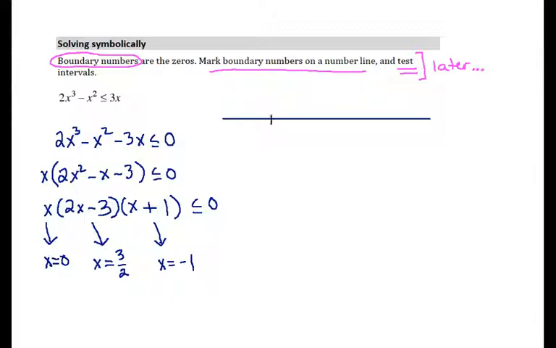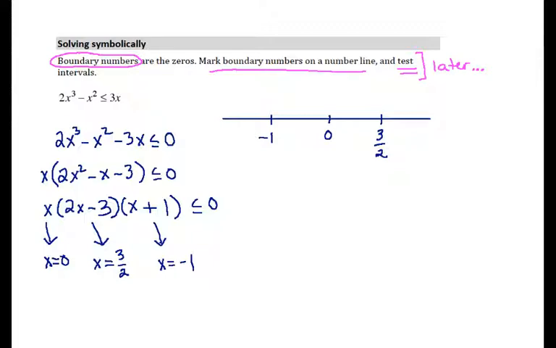I'm going to now mark the boundary numbers here on this number line. Negative 1 is the furthest to the left, 0 is in the middle, 3/2 is on the right. I am not concerned about scale, nor do I want to mark any numbers on here that are not boundary numbers. Marking any numbers other than these three might just make it more confusing, right? I want to know each of these is a boundary number. That means that the graph is going to change from positive to negative or negative to positive as it crosses these numbers. It cannot change sign anywhere but these numbers.